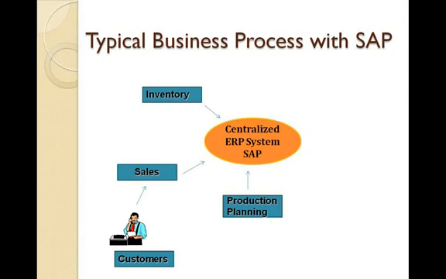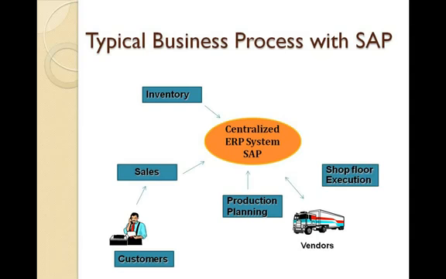Now, if they are required to procure any raw materials, they are going to contact the vendor and get the goods. The vendor supplies the goods, and the stock is updated in your inventory. Whatever payments we need to make to the vendor will be taken care of by your finance department. Before that, you can see your shop floor execution. Once you receive the stock, your production people will issue the stock to your shop floor people, where they are going to produce the final product.